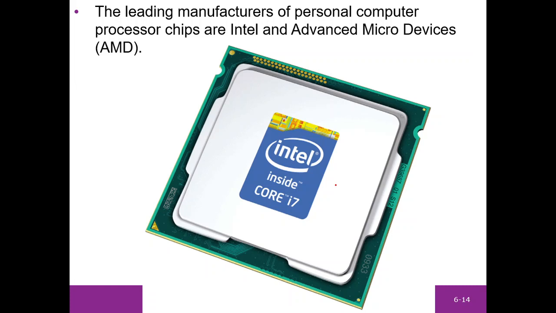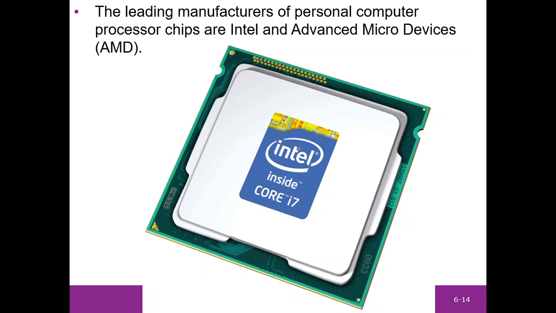This is an Intel Core i7. If you look at it, this is what you'll see. This is slightly bigger than the actual processor. I have a bigger screen, so it looks very big. The actual processor would be around 1.5 inch by 1.5 inch, something like that.